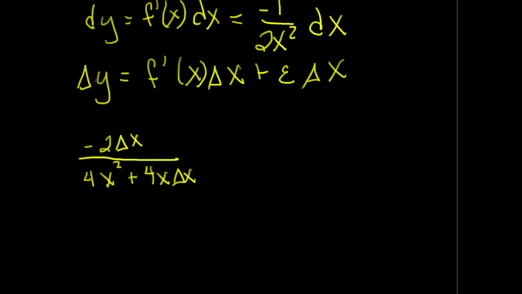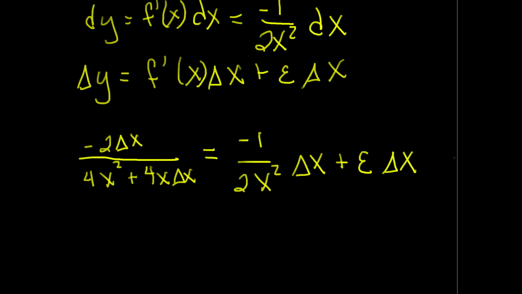That's what our delta y is. This needs to be equal to f prime of x dx, so f prime of x is negative 1 over 2x squared delta x plus some epsilon times delta x. And so what we need to do now is solve for this epsilon. We want to know what is the epsilon that makes this true.